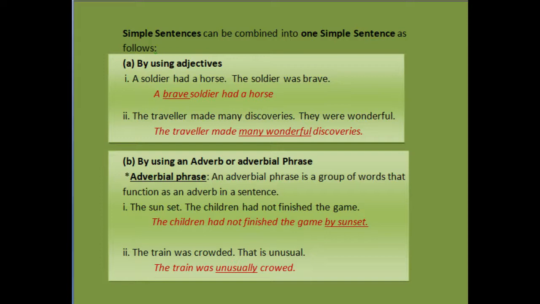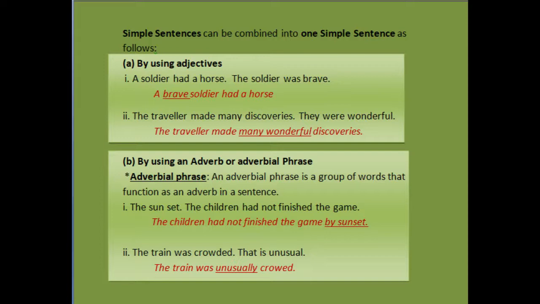So an adverbial phrase works the same way as an adverb, which means it modifies a verb, an adjective, or another adverb in the given sentence. The examples will make it clear to us. Example number 1, the sun set. Second, the children had not finished the game. When combined, the children had not finished the game by sunset.